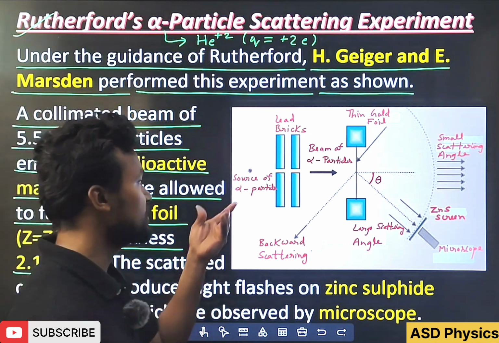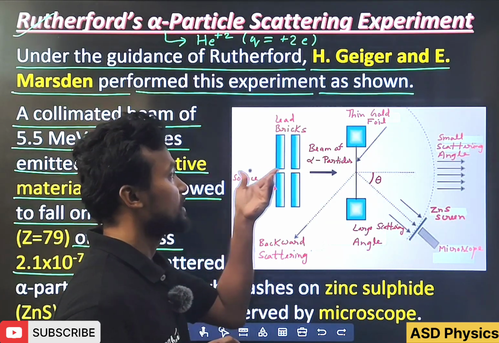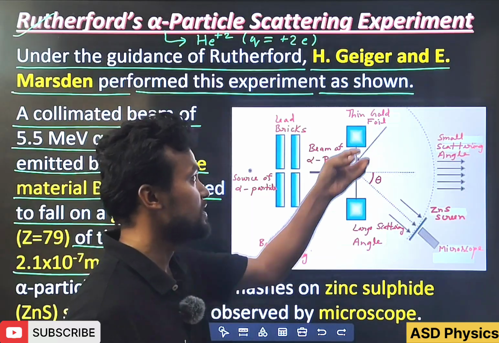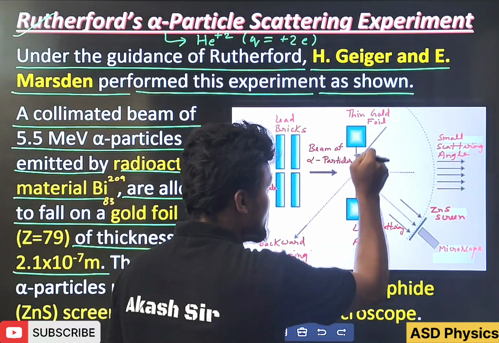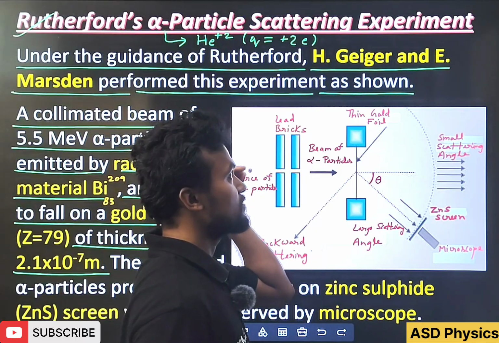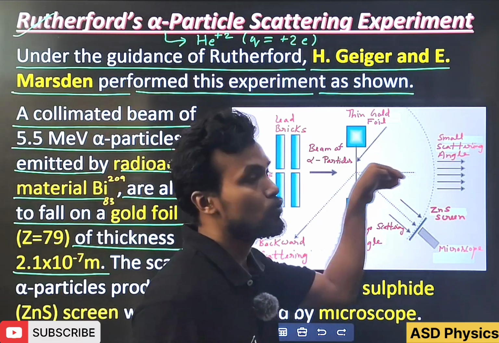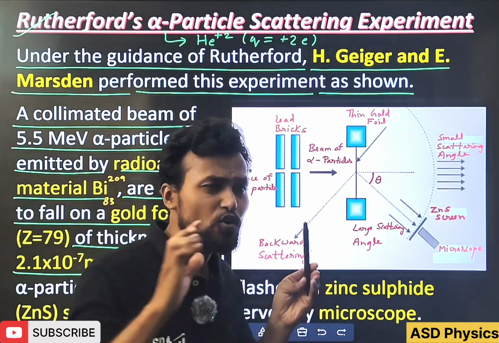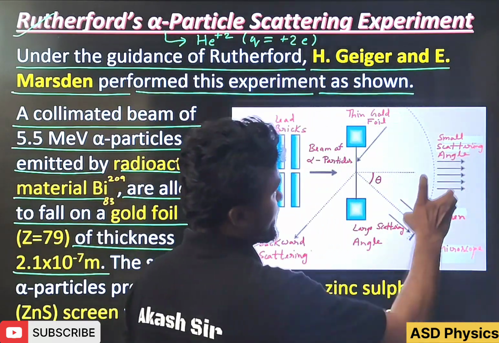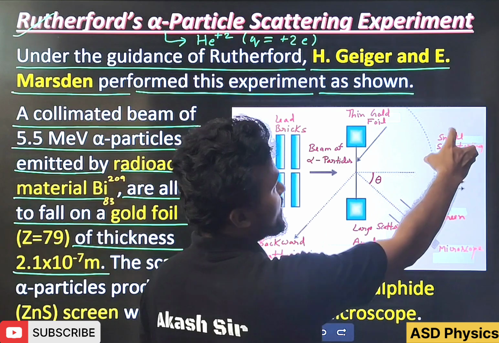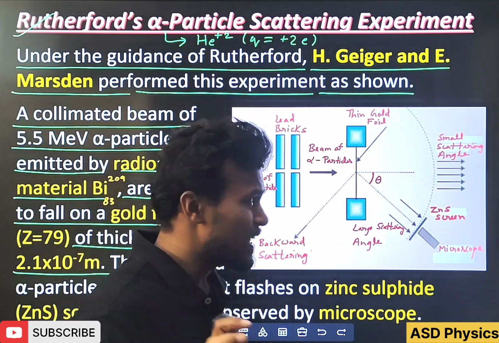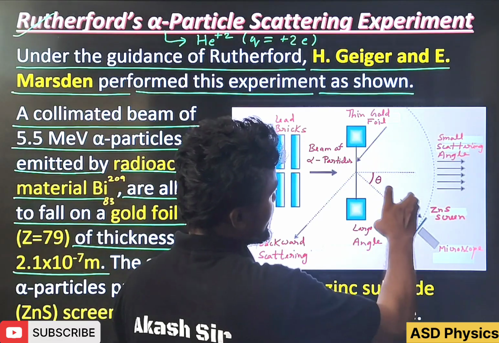Okay, so can you see here? This is the source of alpha particles. From the source, an alpha particle beam will come, and here you can see one very thin gold foil is there. This beam of alpha particles is going to pass through this thin gold foil. Most of the alpha particles will pass through the gold foil, and most will get here at a small scattering angle. And very few alpha particles will deflect at a large angle.